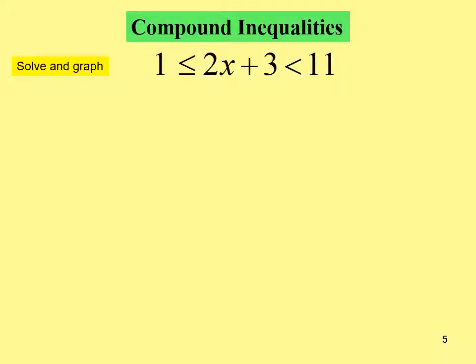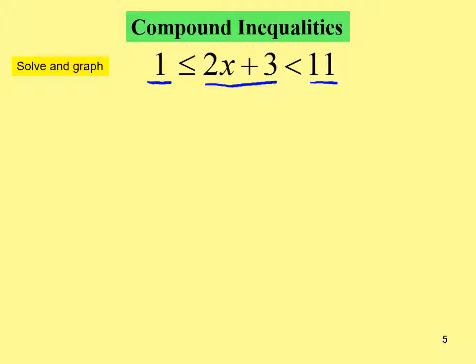This is sometimes called a three-part inequality because there's something to the left of the first inequality sign, something in between the two inequality signs, and something to the right of the other inequality sign. Hence, there's 3 parts to it.